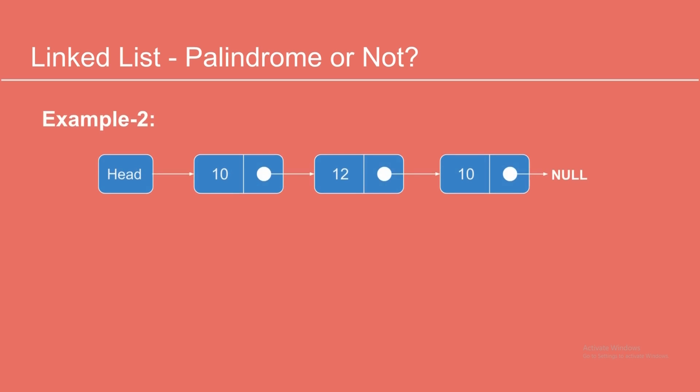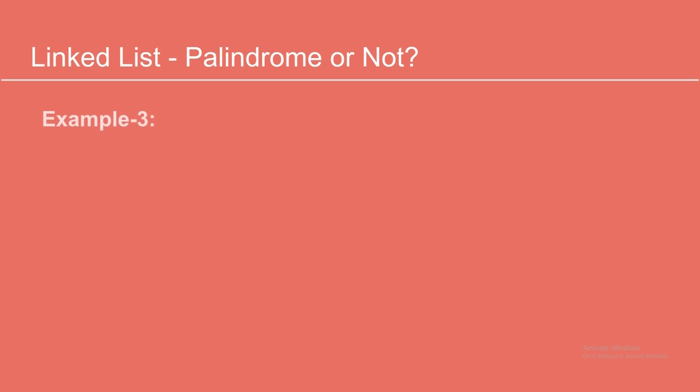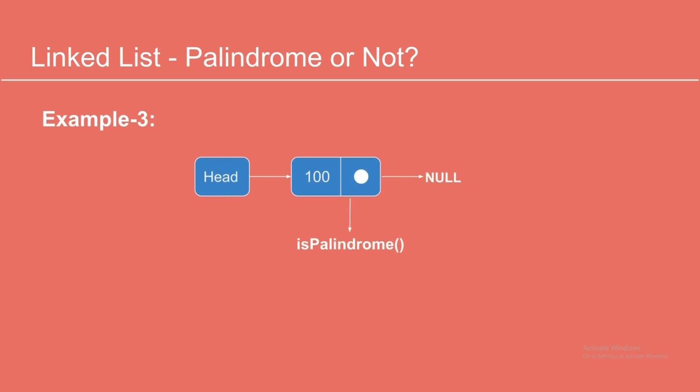Let's go through another example. Let's say we are given the following list 10, 12 and 10. Let's check whether this list is palindrome or not. It will return true, because from backwards it is again read as 10, 12 and 10, which is same as forwards. Let's go through one last example. Let's say we are given only a single node 100. So this list is going to be palindrome because from backwards it is again 100, which is same as forwards.